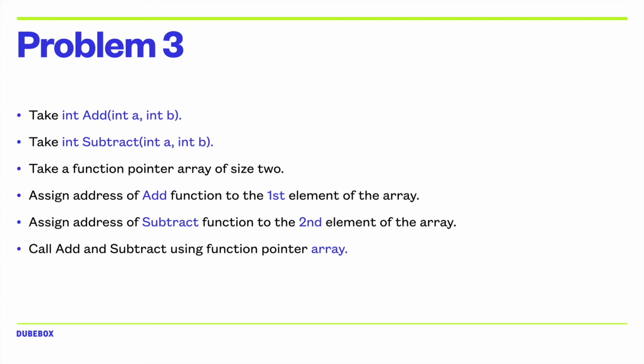Now we will see the last use case, function pointer array. Here we will take the same add and subtract functions. Take function pointer array of size 2. Assign the address of add function to first element. Assign the address of subtract function to second element. Call add and subtract functions using function pointer array.